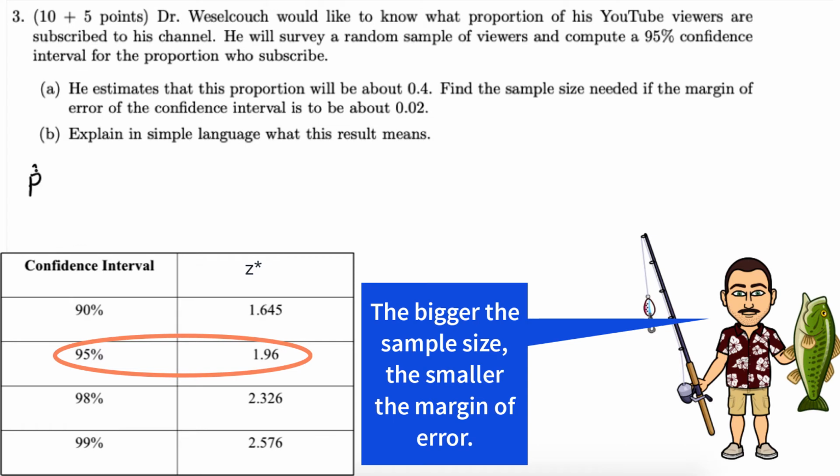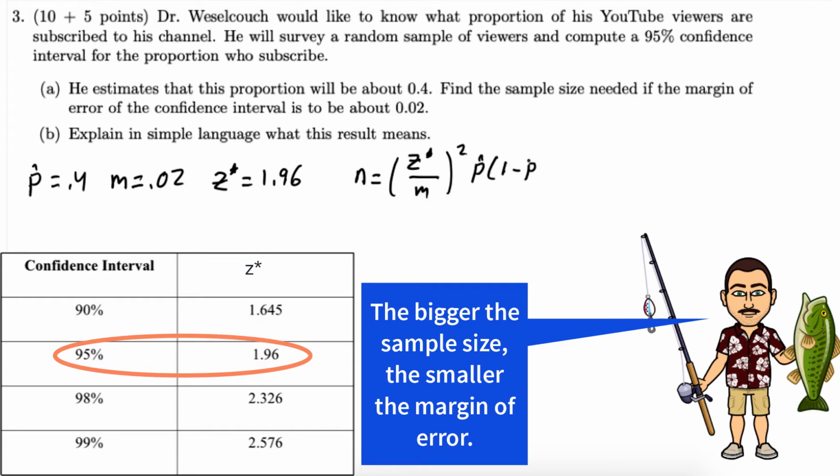So we're given that p hat is equal to 0.4. Our margin of error is 0.02. And we can see from the table that z star is equal to 1.96. And now we're basically done. Why is that? Because we know that n, our sample size, needs to be at least as big as z star over m, squared, times p hat times 1 minus p hat. And we know all these values, so let's just plug it in.